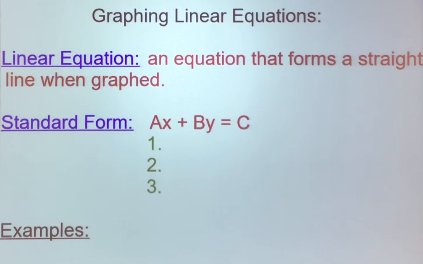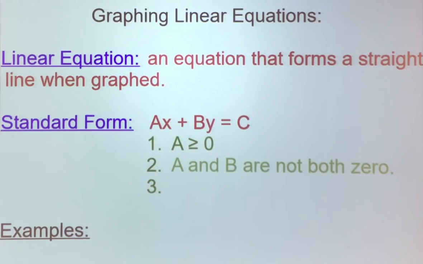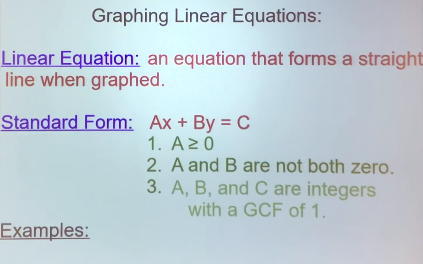Well, there's three things that have to be true for it to be in standard form. A has to be greater than or equal to 0, so it can't be a negative. A and B are not both 0. A could be 0, B could be 0, but not both. And the last thing is that A, B, and C have to be integers, and they have to have a greatest common factor of 1.